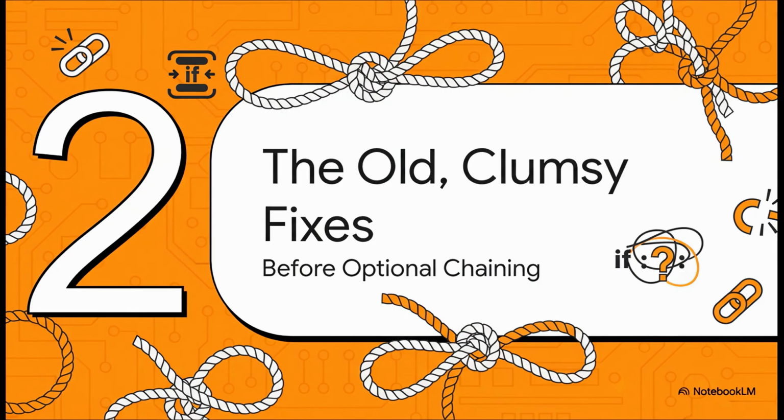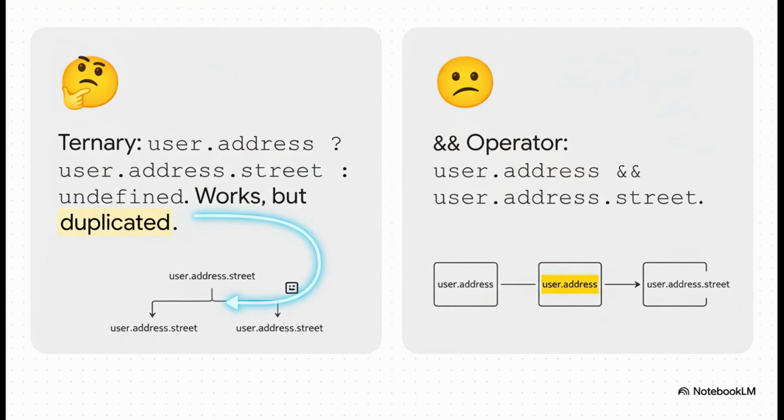So let's take a little trip down memory lane and look at the old, kind of clumsy ways we used to handle this. The old ways. On the left, you've got the ternary operator. I mean, it works, but look, you have to type out user.address twice. It's just so repetitive. On the right, the logical AND operator. It's a little smarter, sure, because the whole thing stops if user.address is missing, but it's still not very readable, and you're still repeating that property name.